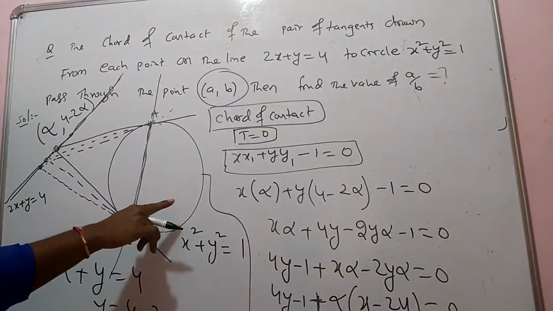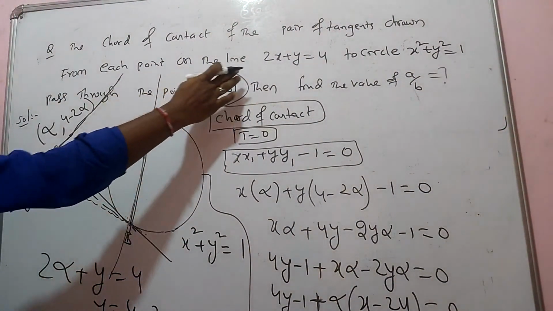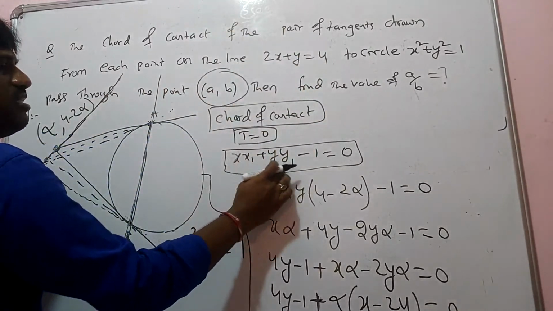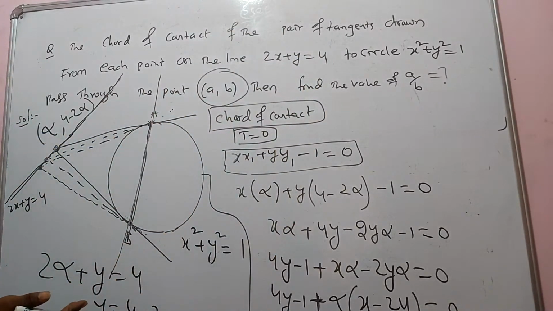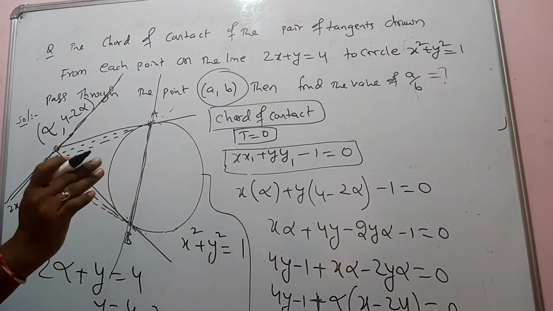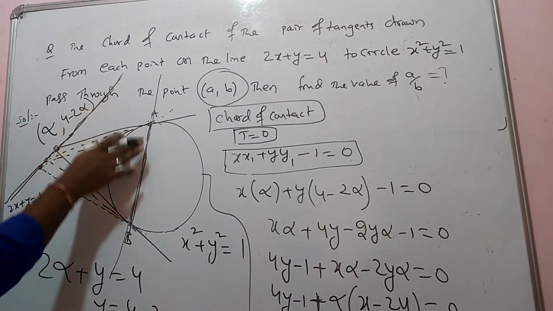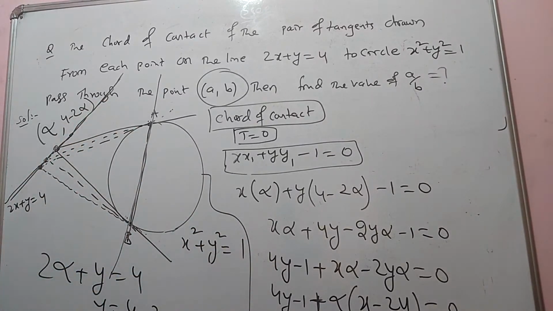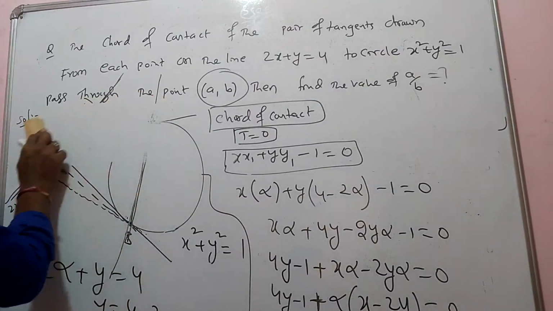If you want to do this in another method, just take two random points, solve these equations, and you will get the x and y values. But that is up to you. Otherwise, you can do this method. So you got this now, and from this I am going to find the x and y values. That is all we are doing.